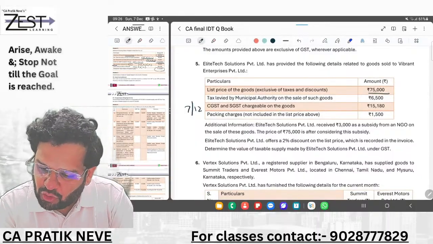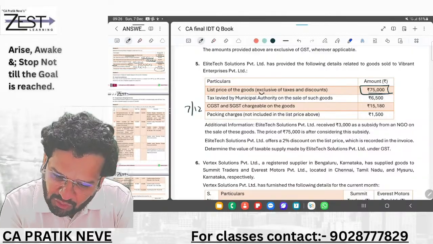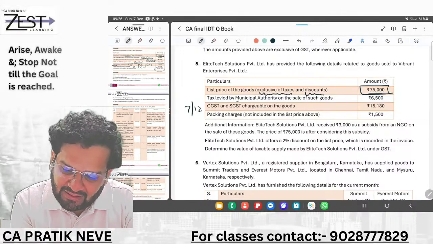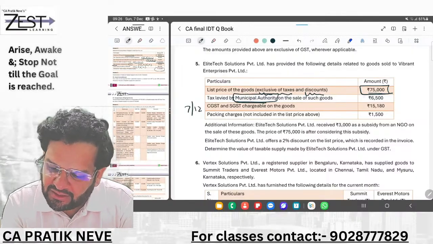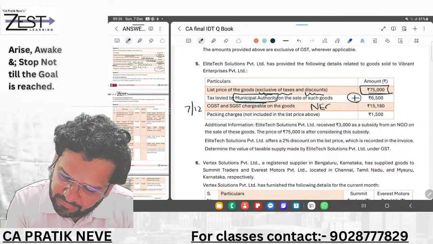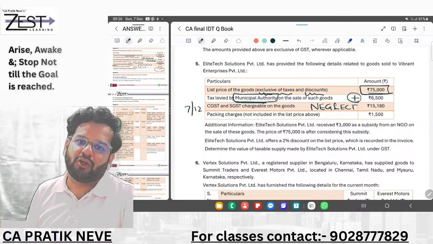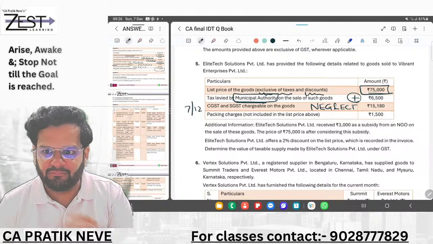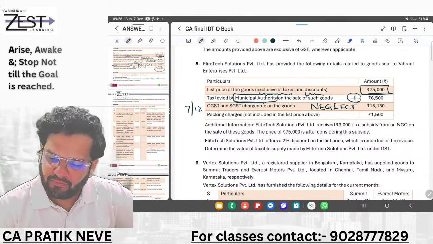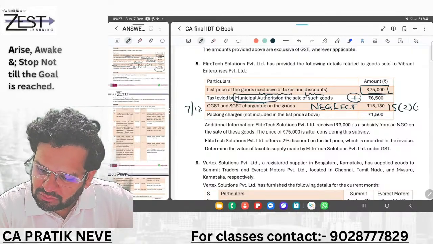List price of goods is 75,000. Something similar. Exclusive of taxes and discounts. Now tax levied by municipal authority, you will add. CGST, SGST chargeable on the goods, neglect. Why neglect? Because of 15(2)(a).